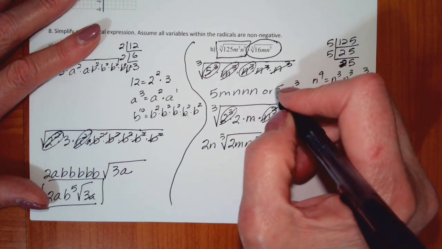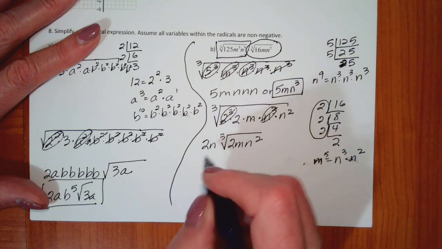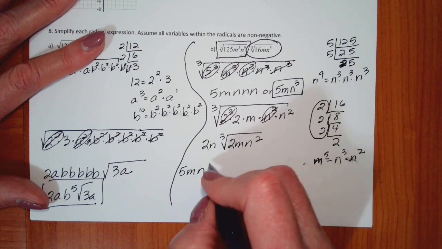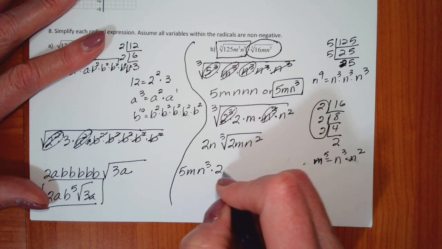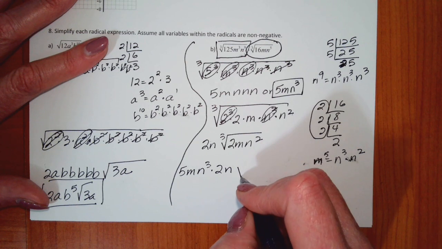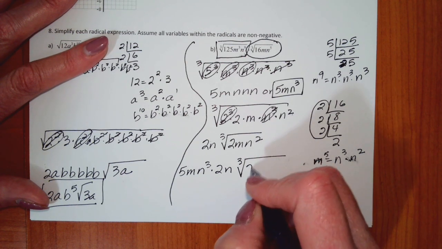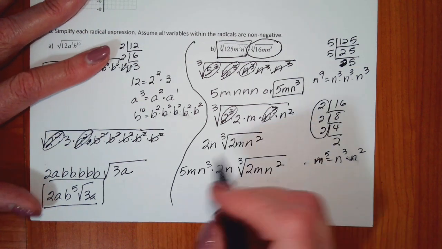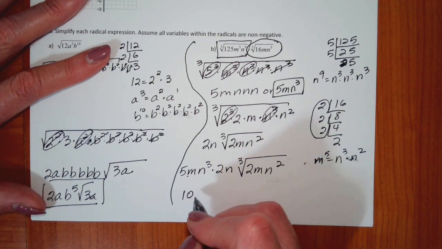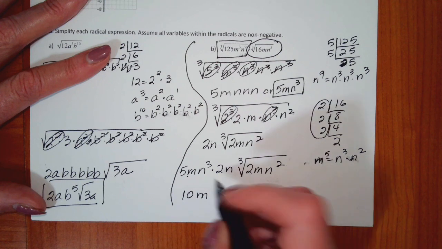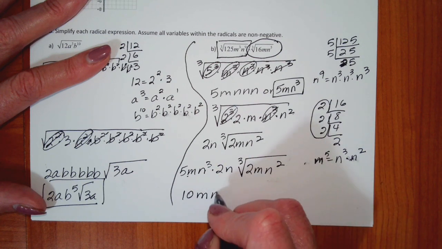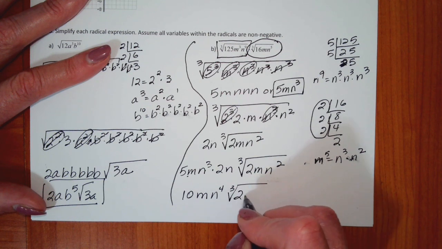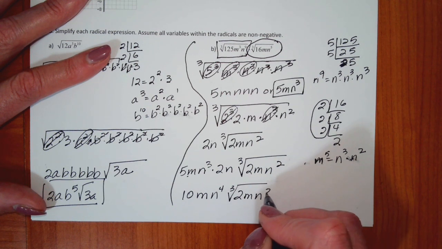So now I just have to multiply this and this. So I have 5mn to the third times 2n times the cube root of 2mn to the second. Well, 5 times 2 gives me 10. M, n to the third times n is n to the fourth times the cube root of 2mn to the second.